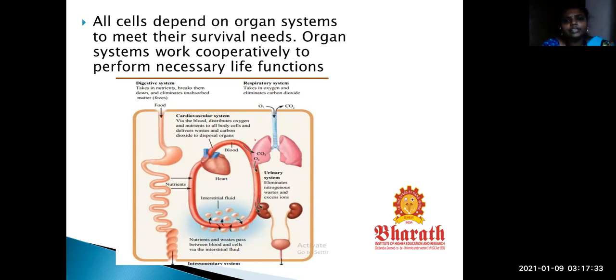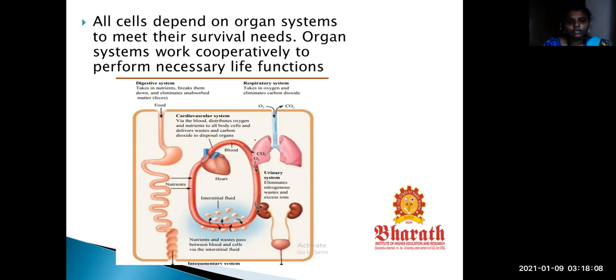And if you go to the respiratory system, what it will do, it takes in oxygen and eliminates the carbon dioxide. This is the main concept of the respiratory system. Then the cardiovascular system, what it will do, via the blood it distributes the oxygen and the nutrients to all of the body cells, and also delivers the waste and carbon dioxide to disposal organs, where waste materials and carbon dioxide gases will be removed by the other organs.